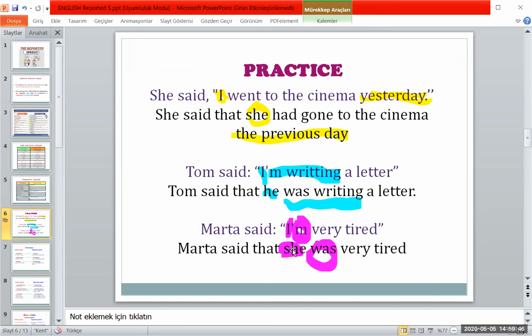Why is it not he but she? Because Martha is the one speaking. Okay, do you hear me well, guys?